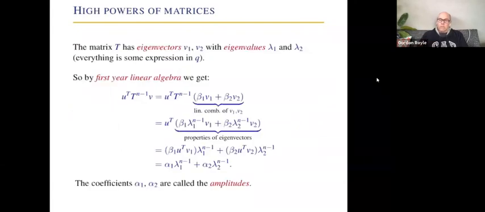Okay. Well, the matrix T's got 2 eigenvectors, V1 and V2, eigenvalues lambda 1 and lambda 2. So if I just express V as a linear combination of eigenvectors, and I then take T to a high power, then all that happens is that I end up with an expression with the leading eigenvalue to the power n minus 1, the second eigenvalue to the power n minus 1, and each of those multiplied by some value. And these are the amplitudes.